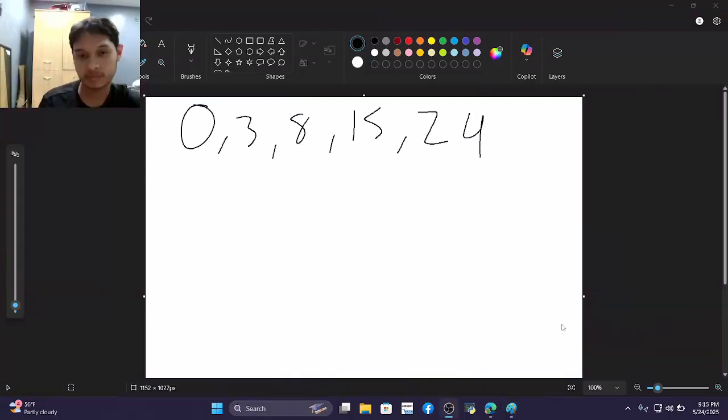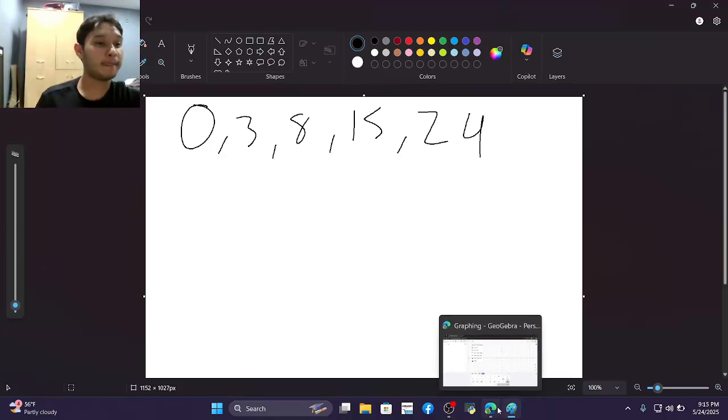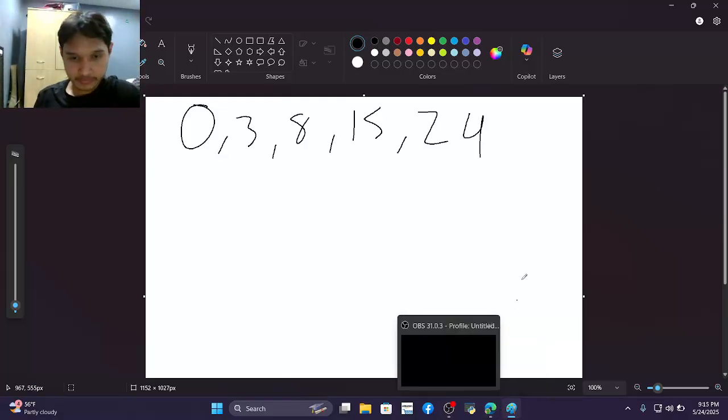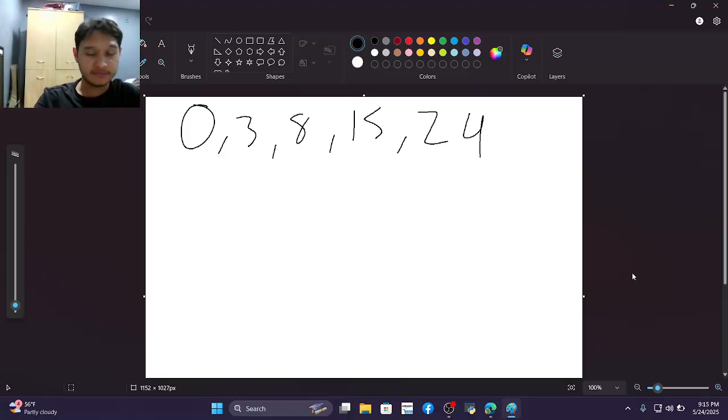Let's think about 0, 3, 8, 15, and 24. Now, this is kind of hard if you think about it. But let's break it down. We have 0, 3, 8, 15, 24. So we can start by writing n squared plus 1. Well, it will be minus 1, I'm sorry.